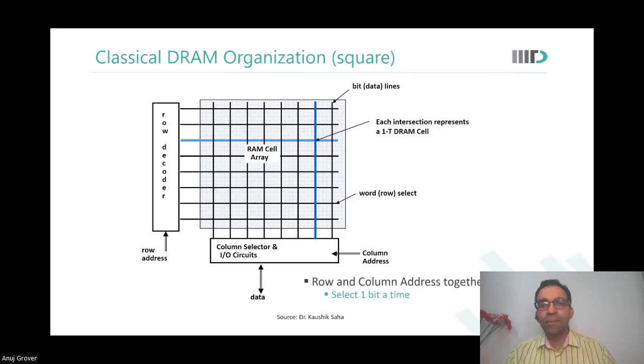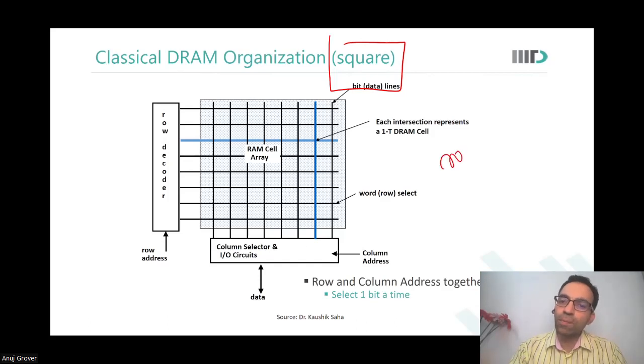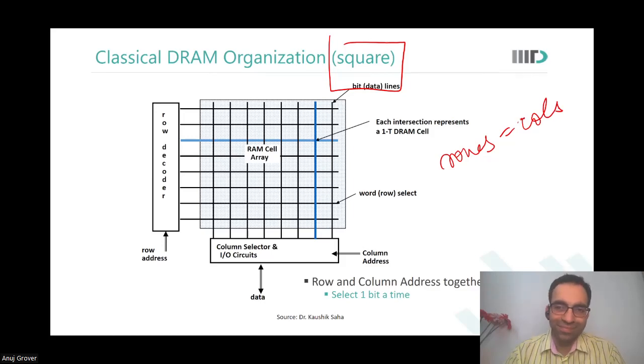This appears to be the same as an SRAM array. Am I right? You have multiple cells, rows, columns, then column selectors, row decoders, everything. This appears to be the same as a regular SRAM array, except there is one difference: it is always a square. The number of rows is equal to the number of columns in a DRAM. Why do you think this is required? Or why do you think this is done?